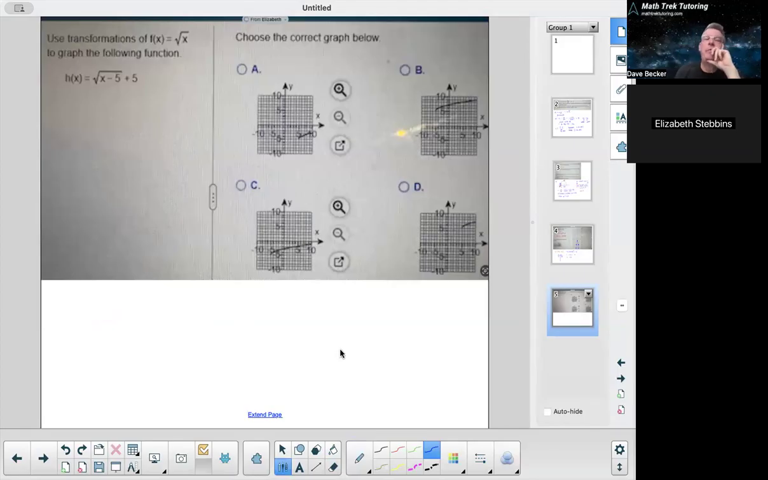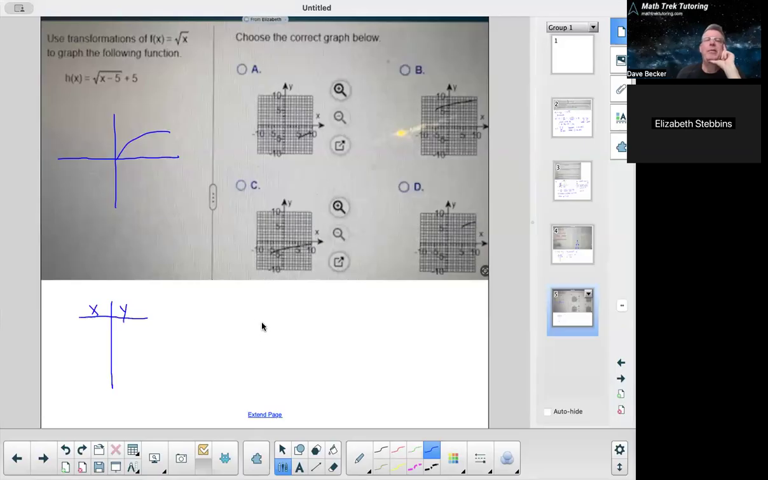Okay, so then you've got a couple of choices. You can either recall that the square root of x curve looks like this, and if you forget that, you can put in points for x and y. And then we can move that.